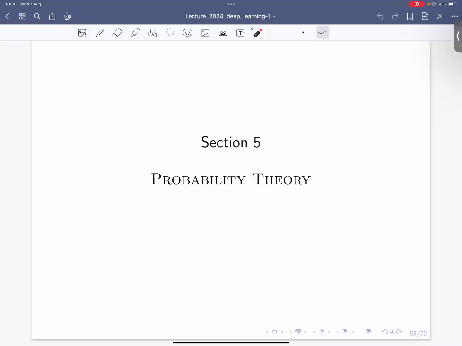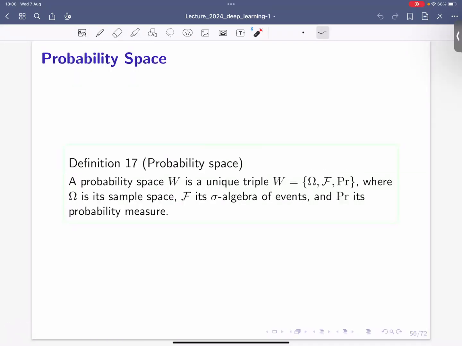So in this section, we're going to talk about probability theory, and I will start with the definition of a probability space. So a probability space, which I here denote by W, is a triple. So we say W is equal to a set of three elements: omega, curly F, and PR. Omega is a sample space, F is the sigma algebra of events, and PR is a probability measure.